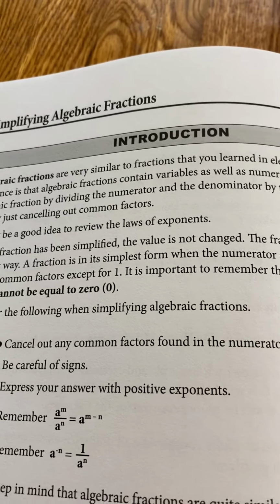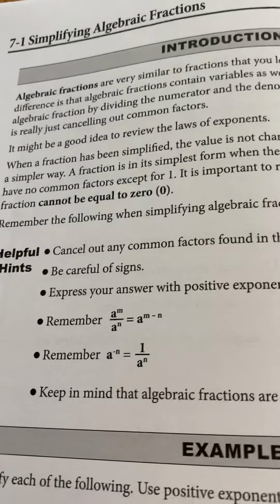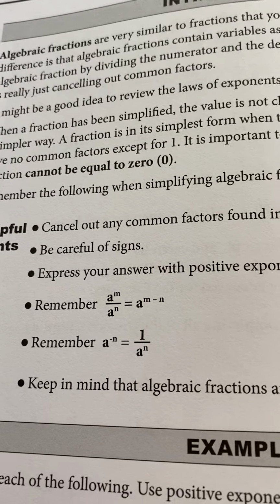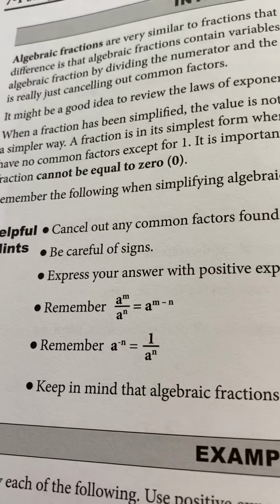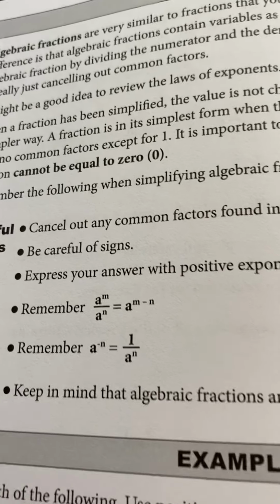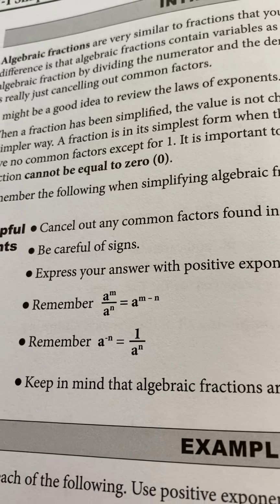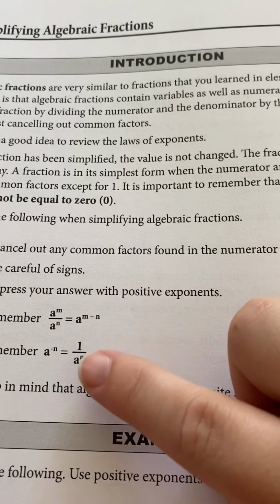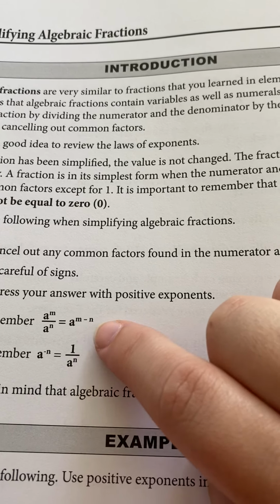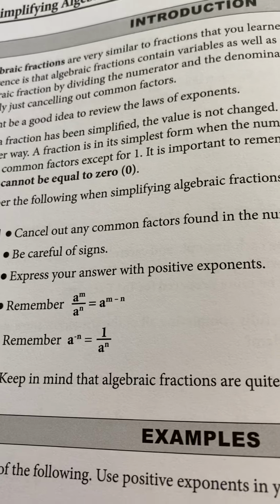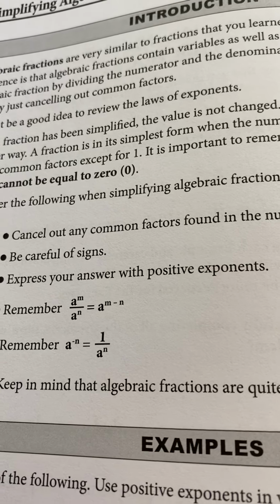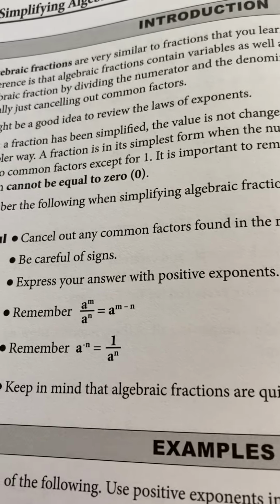Remember the following when simplifying algebraic fractions. So we're going to go into our helpful hints here. Cancel out any common factors found in the numerator and the denominator. Be careful of signs. Express your answers with positive exponents. Remember, a^m over a^n equals a^(m minus n). Remember, a to the negative n equals 1 over a to the positive n. And then keep in mind that algebraic fractions are quite similar to arithmetic fractions. So we're going to go into our examples.